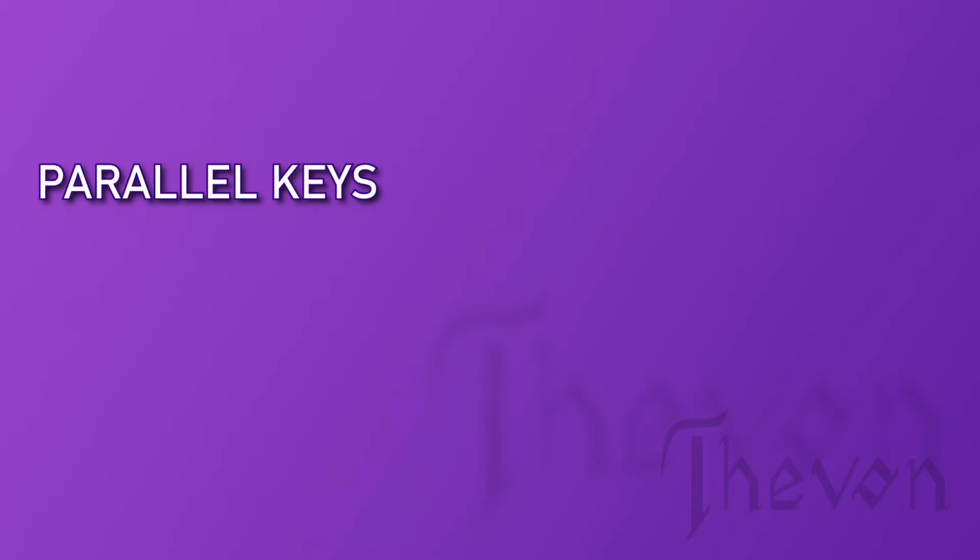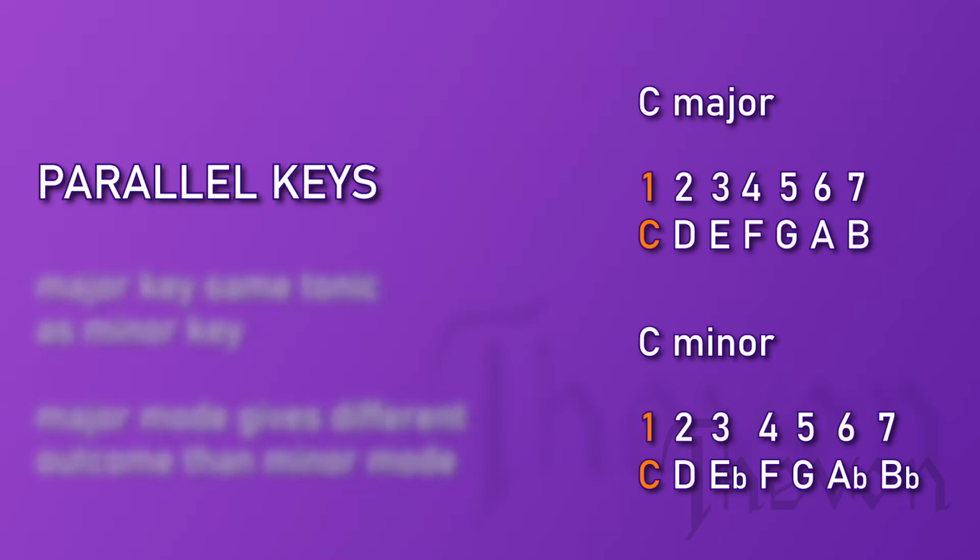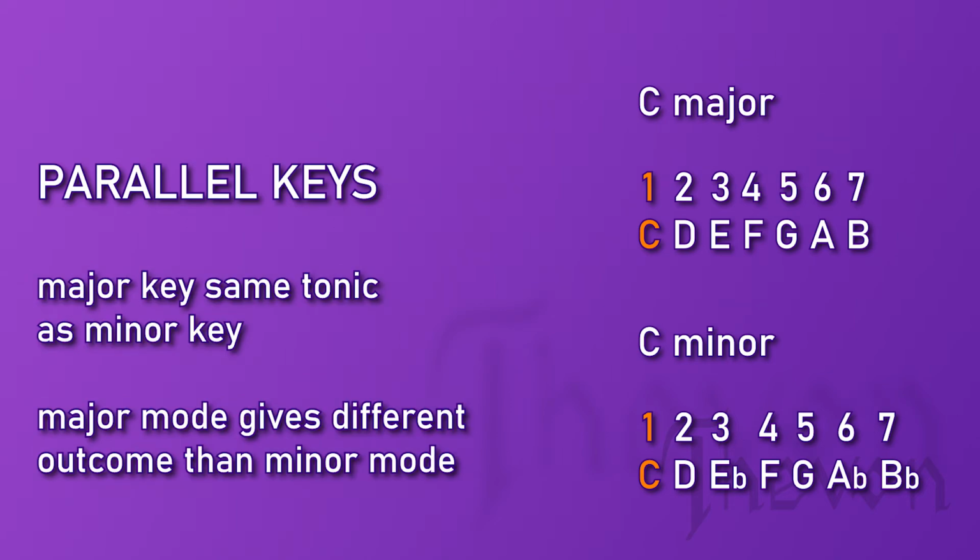There's also parallel keys. If we have the C major key and want to know the parallel minor key, we should just keep in mind that it has the same tonic. So the parallel minor key of C major is just C minor. So keep in mind, relative key is the same set of tones but a different tonic, and parallel key is the same tonic but a different set of tones.